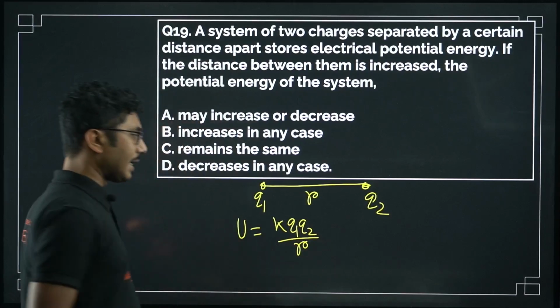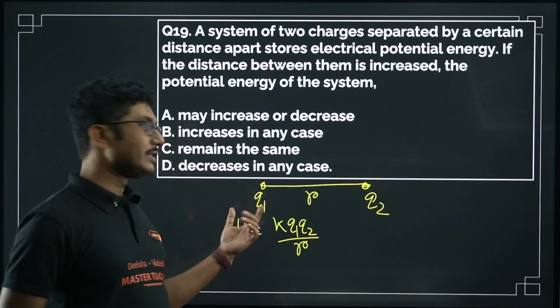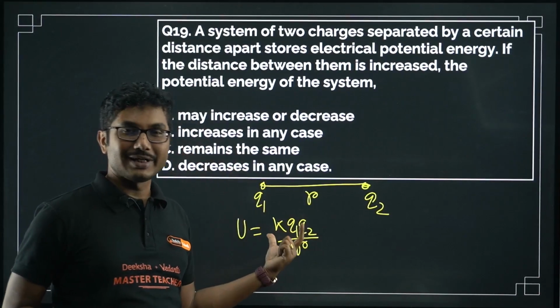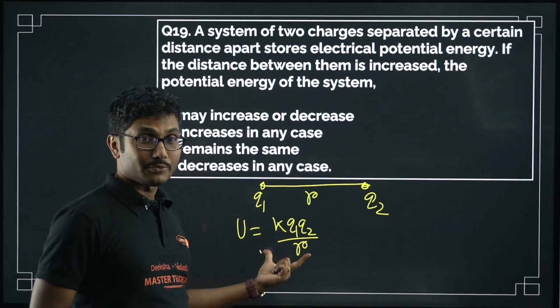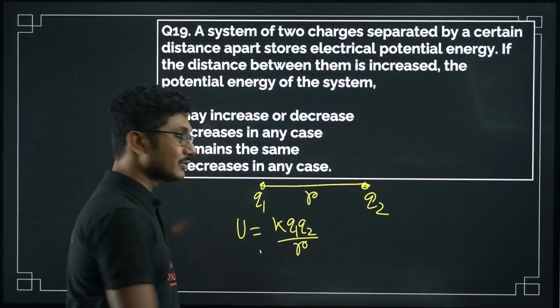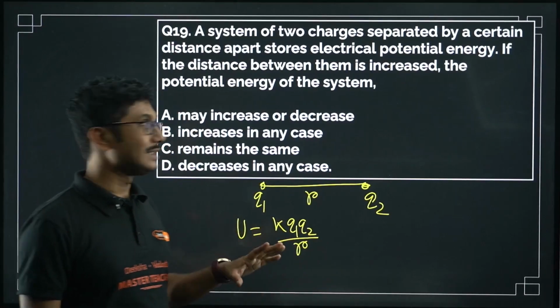Remember that it is similar to the potential but with an extra charge. It is very similar to Coulomb's formula, but in Coulomb's formula we had a square, here we do not have the square. That is the basic difference.